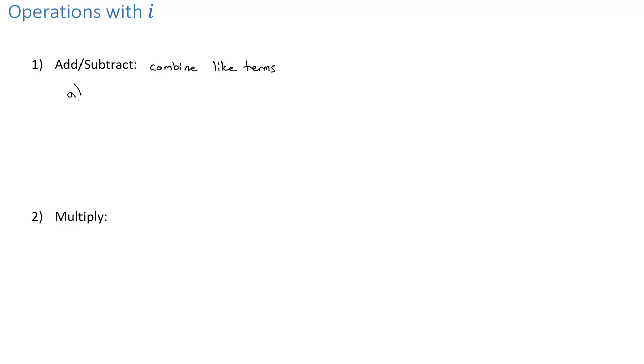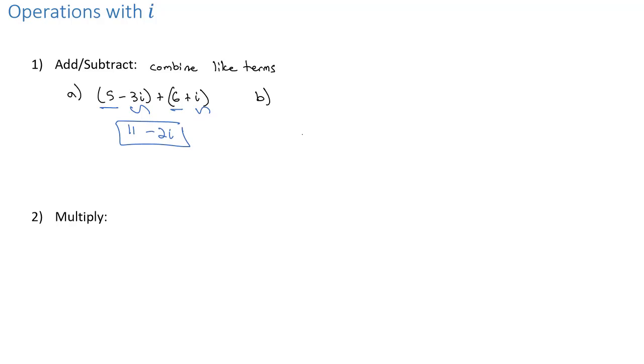In other words, if I have something like 5 minus 3i, and I want to add to it 6 plus i, all I have to do is combine the like terms of 5 and 6 to get 11, and negative 3i plus i to get negative 2i. And then I'm done. That's all we need to do to add imaginary numbers.